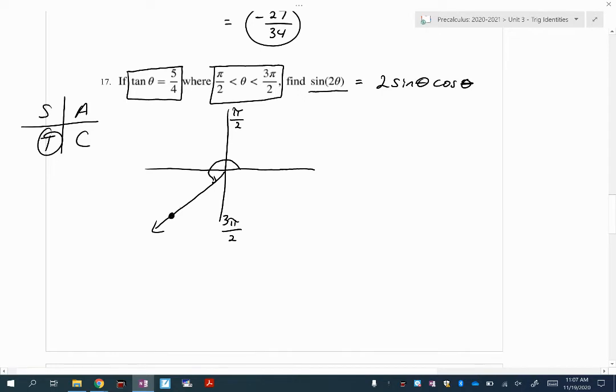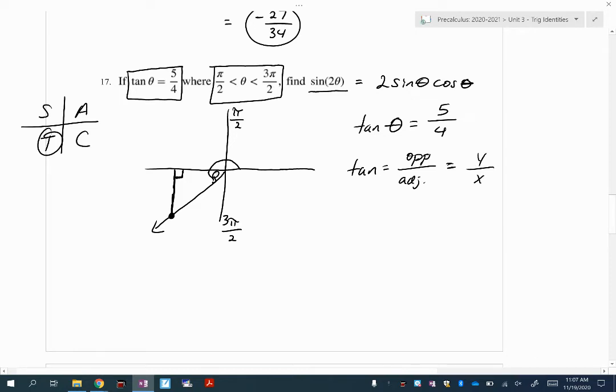I'm going to make my triangle like we've done before. Okay. Now let's talk about tangent, because we know that the tangent of theta is 5/4. Now there's a couple ways you can write tangent. Tangent is the opposite side over the adjacent side, which is the same as y over x.